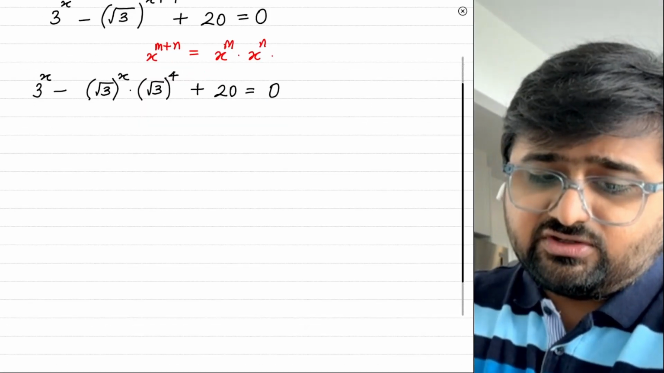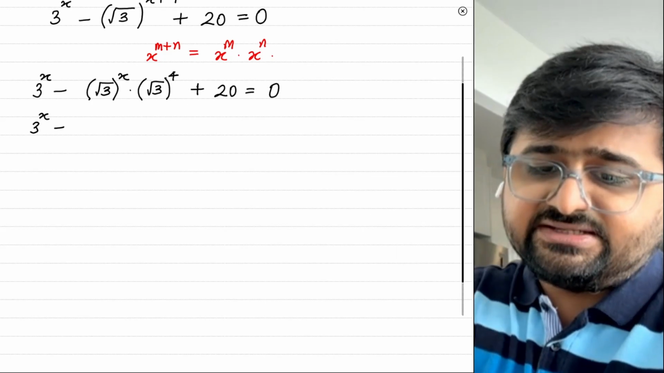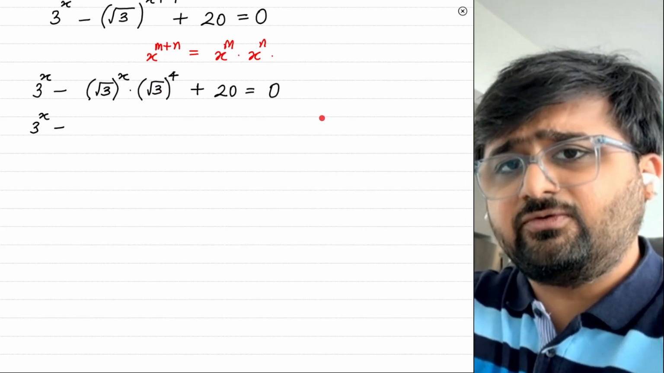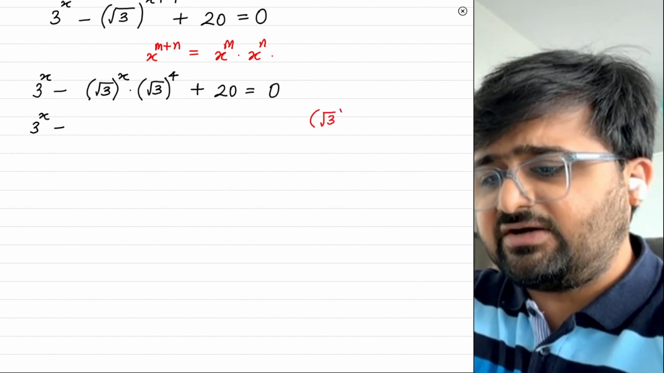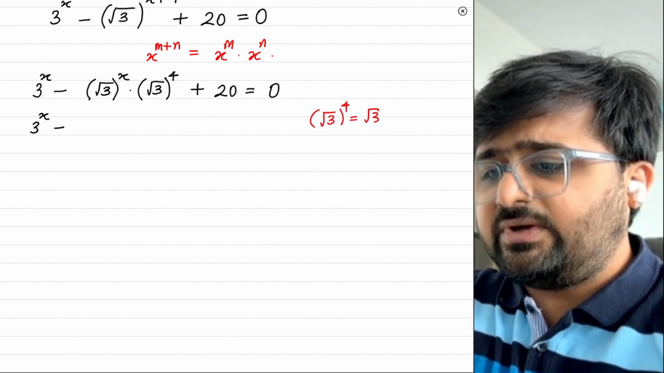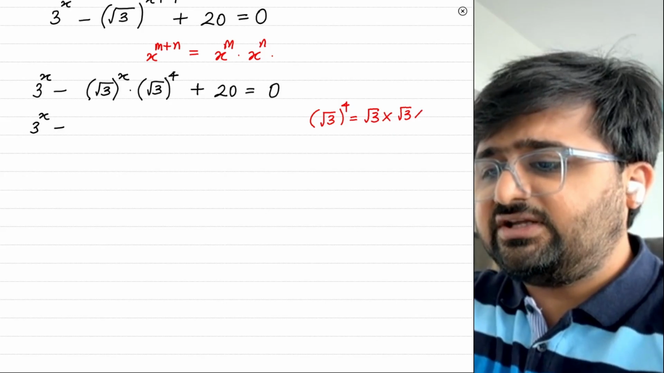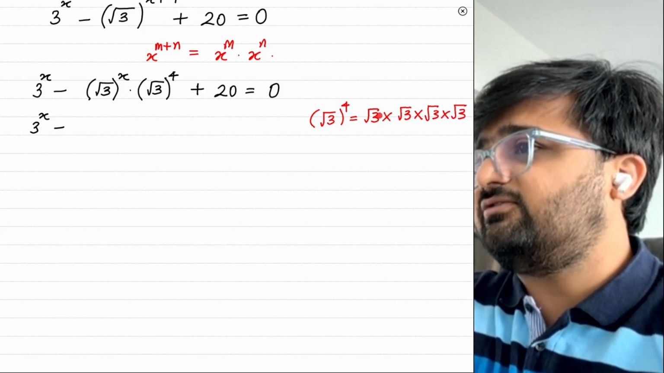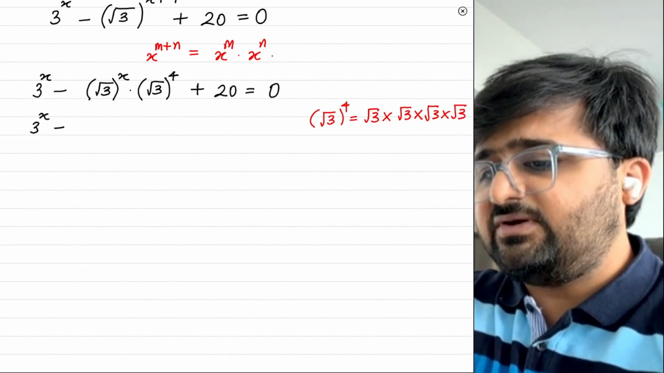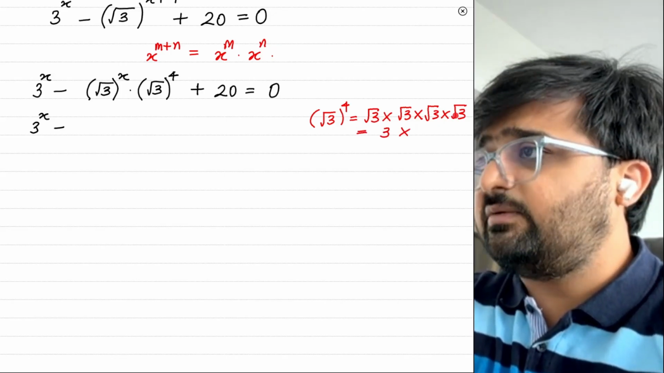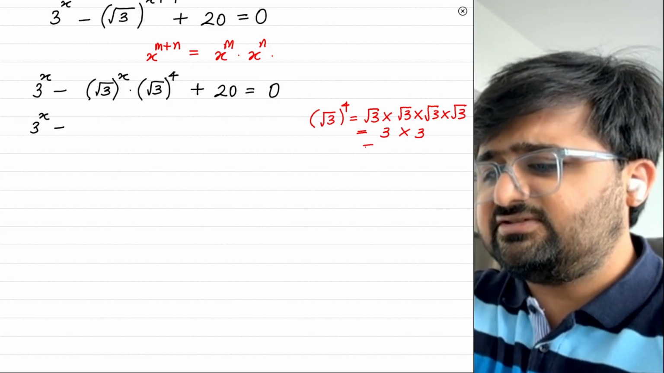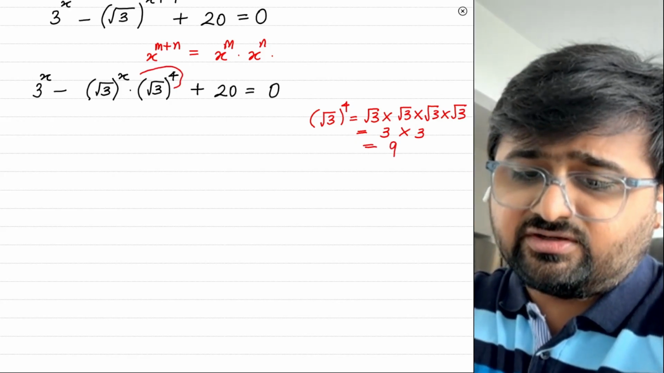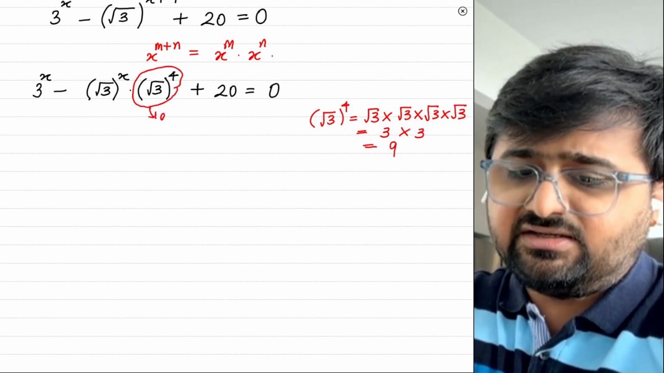Now, what you can do is 3 to the power x minus, now that square root of 3 to the power 4, whenever you have power 4, remember that square root of 3 to the power 4 is nothing but square root of 3 times square root of 3 times square root of 3 times square root of 3. So you basically multiply square root of 3 four times. Square root of 3 times square root of 3 is nothing but 3, and this square root of 3 times square root of 3 is also 3. So this is essentially 9. So now we can say that this part over here is nothing but 9.